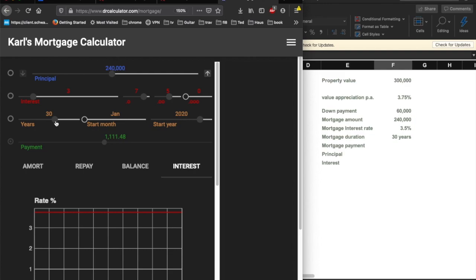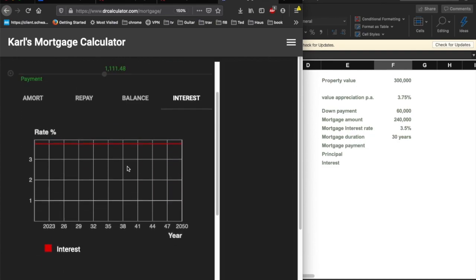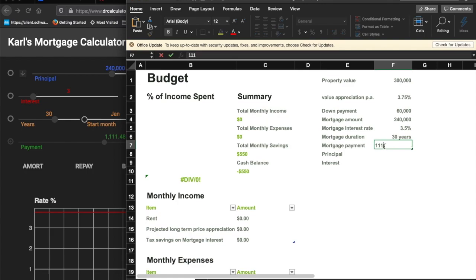Let's say we are starting, it's a 30-year mortgage. Let's put the start date of the mortgage in the past, January 2020, so that it always gets round numbers. We know exactly by January 2050 the house is definitely paid off. And then we see the payment is $1,111.48. As you see, if you change the interest rate, the payment changes and stuff like that. So that seems to be correct. Let's just round it to $1,112.